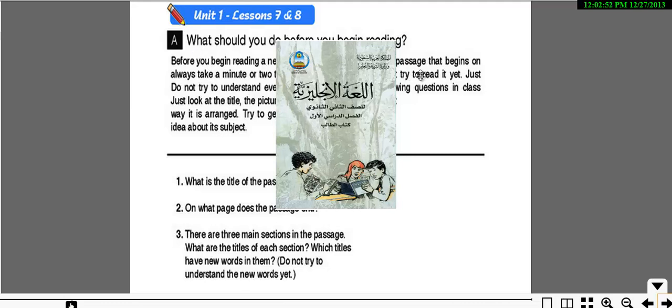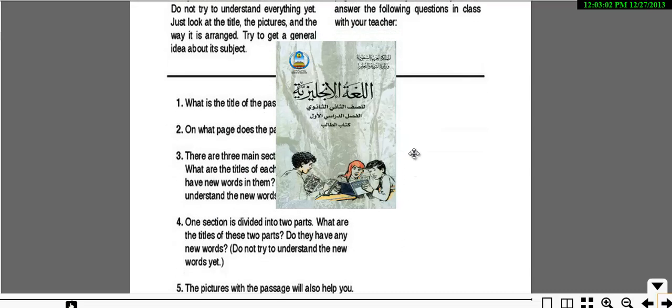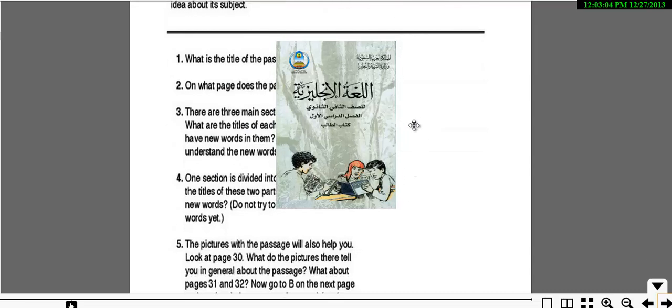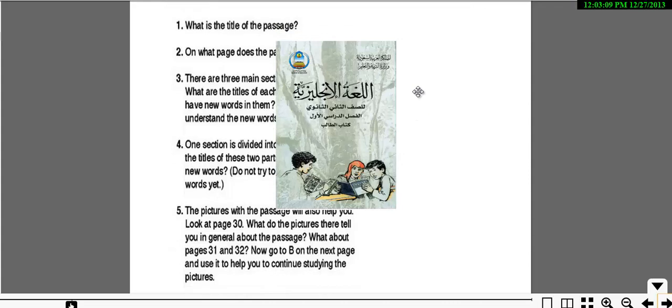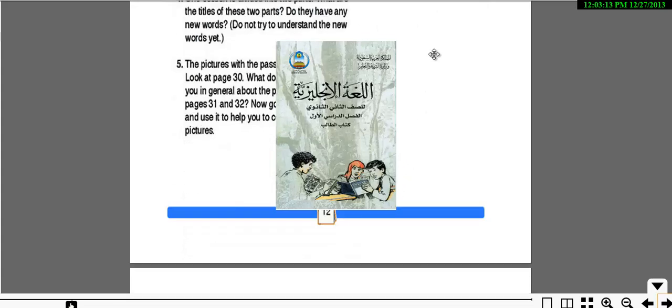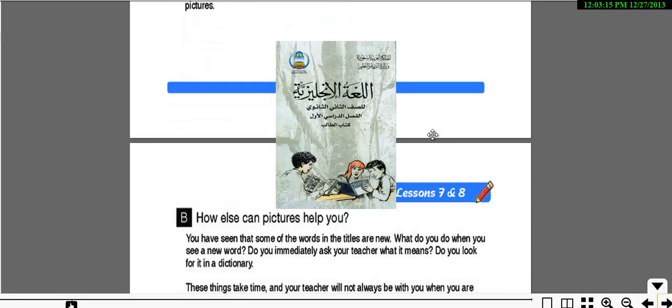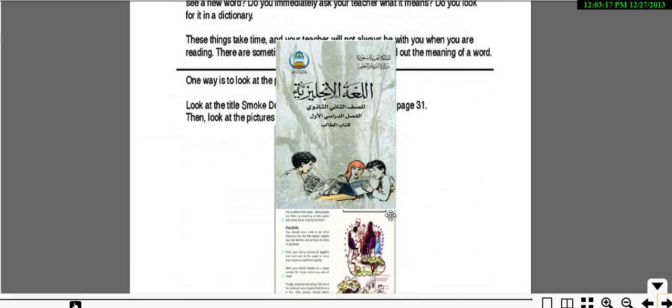Now look at the passage that begins on page 17. We'll get to this now. Don't try to read it yet. Just answer the following questions in class with your teacher. Well, presuming I'm your teacher, I'm going to be the student too and trying to make headway with you, but you really need to try to guess the answer before I do it. That's how you play things with this video. This is page 12. We're going to page 17.